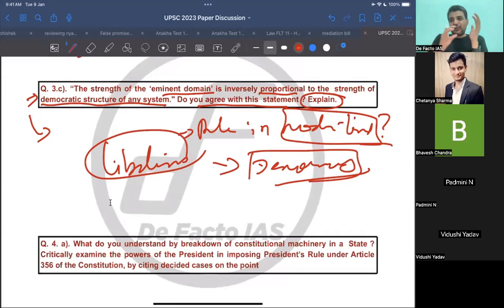Democracy is based on one of the foundational principles of liberalism, and one of the aspects of liberalism is to have freedom to the individual to acquire wealth. Eminent domain says that the state can take your wealth as it wishes, right? So they are at odds.